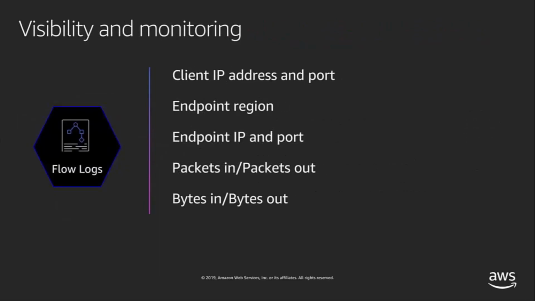For visibility monitoring, Global Accelerator offers flow logs, which are very similar, for those of you who are familiar with it, to the VPC flow logs. The type of information that you find in those is the client IP address, the client port, the endpoint region, IPs and port, and really a view of all the packets coming in and out, and the bytes that come in and out over a certain period of time.